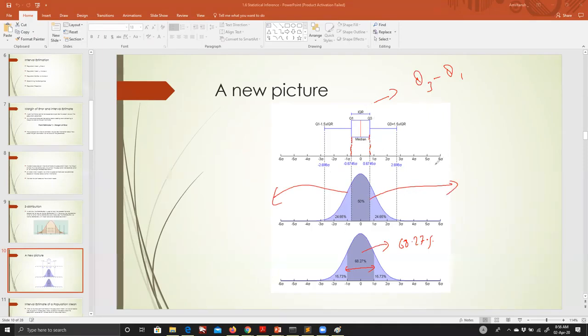Q3 will be at 0.6745 sigma, and similarly Q1 will be at negative 0.6745 sigma. Now you might be thinking, how did I get these two values? This is called a Z value, okay? And I told you it's a real value. So basically, whenever you write your interval estimate, it should be in this form.